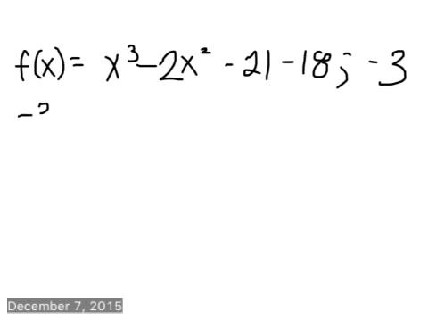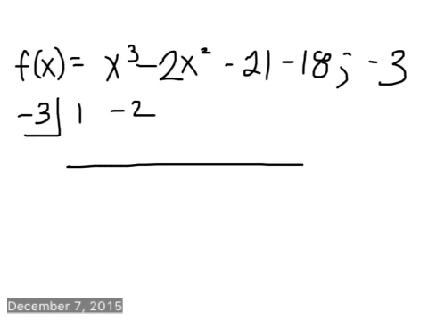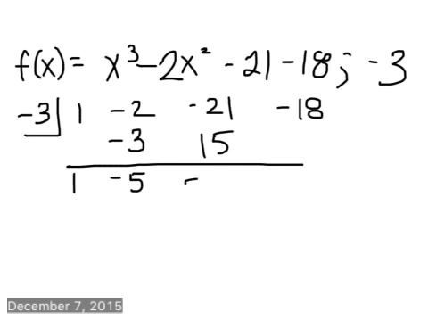So, negative 3 is going to go in my backwards L. And what number should I write going across? What number should I get as the remainder, do you think? 0. If I don't, either A, we multiplied or added wrong, or B, we got the wrong info. Okay? So if I drop the 1, what's negative 3 times 1? Negative 3. What's negative 3 minus 2? Negative 5. What's negative 5 times negative 3? 15. 15 minus 21. Negative 6 times negative 3.